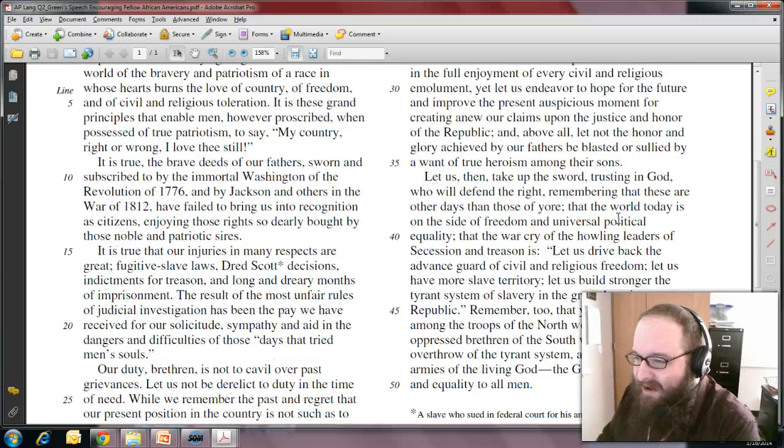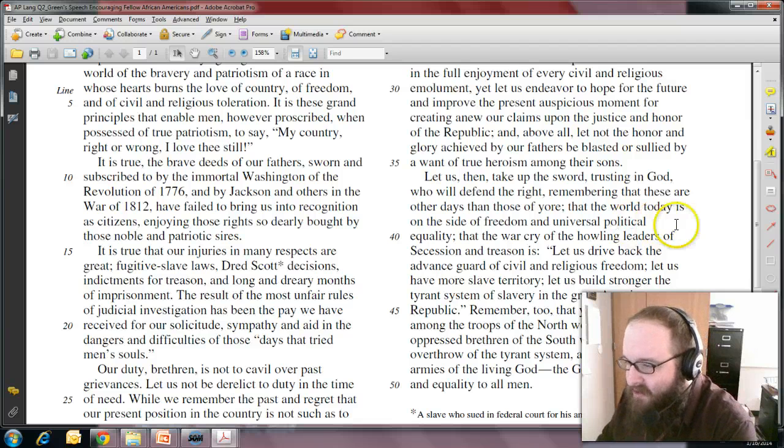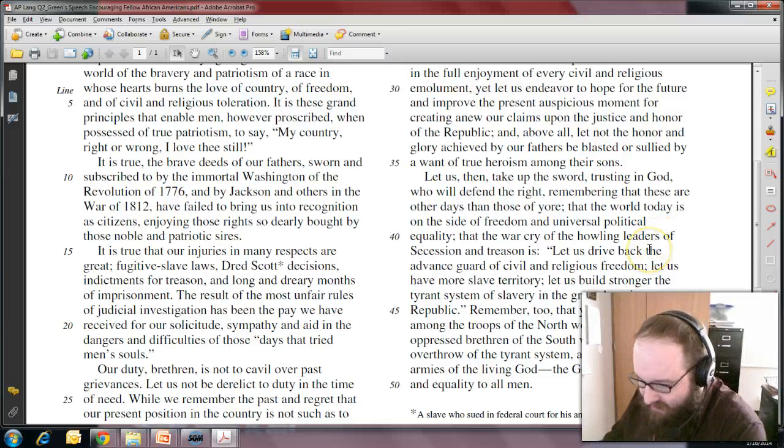Let us then take up the sword, trusting in God who will defend the right, remembering that these are other days than those of yore, that the world today is on the side of freedom and universal political equality, that the war cry of the howling leaders of secession and treason is, let us drive back the advance guard of civil and religious freedom. Let us have more slave territory. Let us build stronger the tyrant system of slavery in the great American Republic.